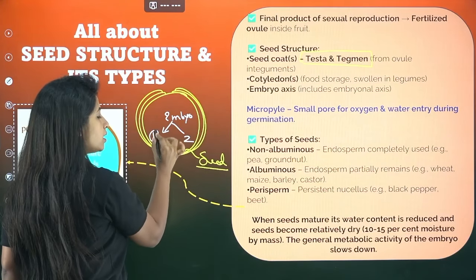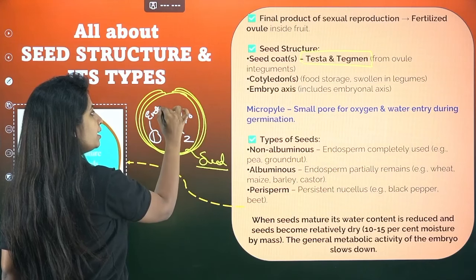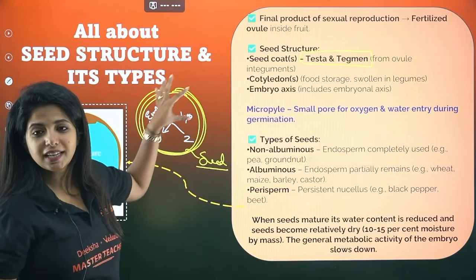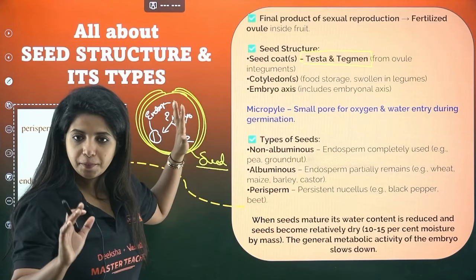If it has one cotyledon, it will also have some amount of endosperm. If it has two cotyledons, there is no endosperm that is going to be seen in this particular seed. I hope you got it.